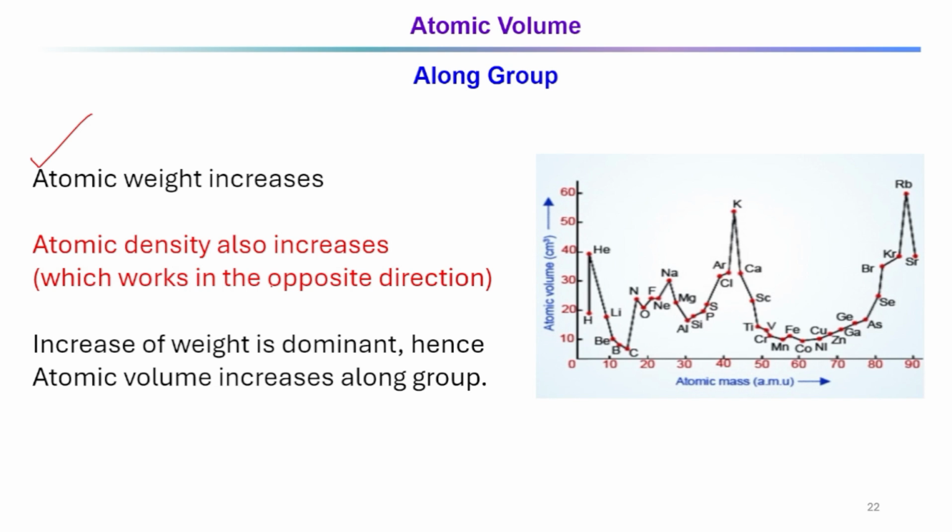Now we have seen that atomic volume is equal to atomic weight divided by density. Now atomic weight is increasing as well as density is also increasing, but the increase of atomic weight is the dominant, that is more. So hence the atomic volume increases along the group. If we see along the group, we can see the atomic volume will increase because of the increase in atomic weight. Now you can see from here also, see this lithium. Then in the group we will have sodium, potassium and rubidium. So these are in a group, and we can see the atomic volume is actually increasing.